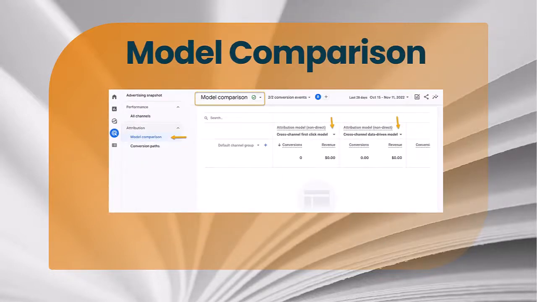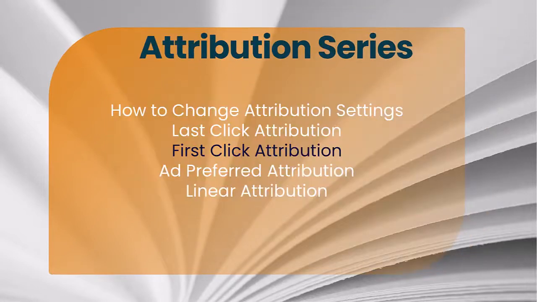Now, the model comparison allows you to take a look at and compare the different conversion paths and the different paths to conversion, along with compare the different models, first click to last click to linear, all the different types of conversion. Remember, there's 6 different types of comparison models you can do with attribution. Now, in this attribution series, we've looked at how to change your attribution settings and your last click attribution. This one we did on first click attribution. Still to come in this series is ad preferred attribution and a linear attribution for your attribution settings.